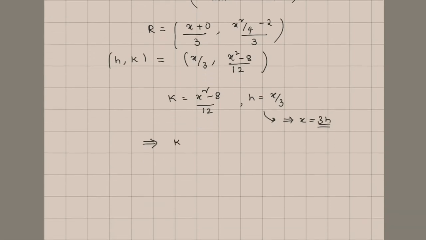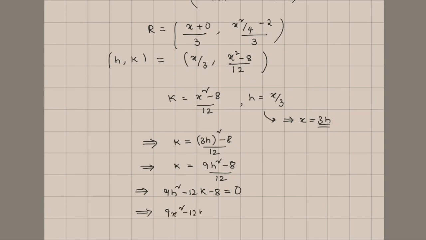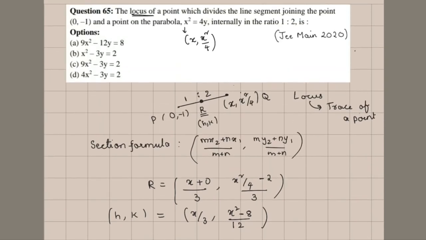So which gives k equals 3h whole square minus 8 by 12, which gives k equals 9h square minus 8 by 12, which is nothing but 9h square minus 12k minus 8 equal to 0. h comma k is nothing but h is abscissa, k is ordinate. So the locus is 9x square minus 12y minus 8 equal to 0. Let's see. Is there any option? Yes, the first option.